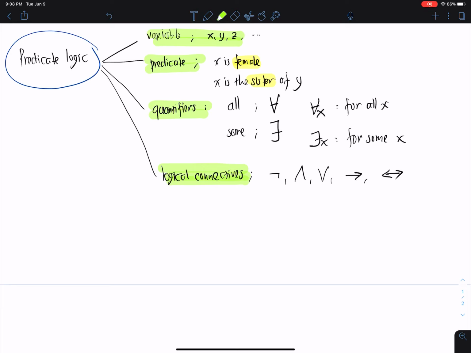Okay, so in the next video we are going to discuss one by one these variables, predicates, quantifiers, as well as the logical connectives, and how we make use of all of this, and of predicate logic, to represent knowledge better compared to propositional logic. Okay, so let's continue to the next video.